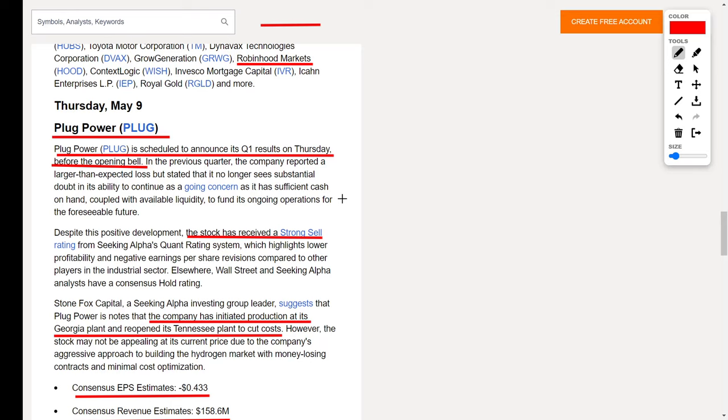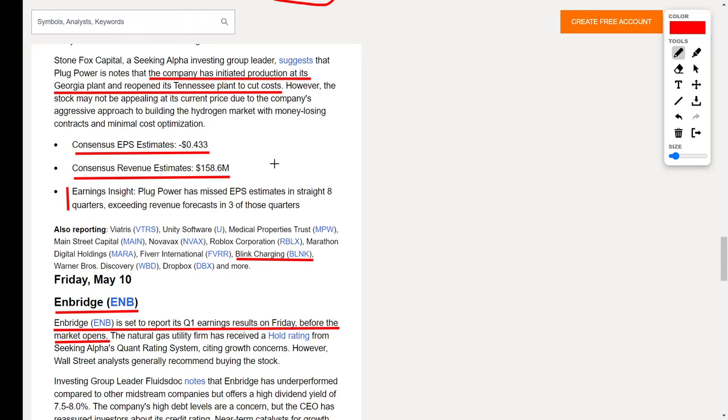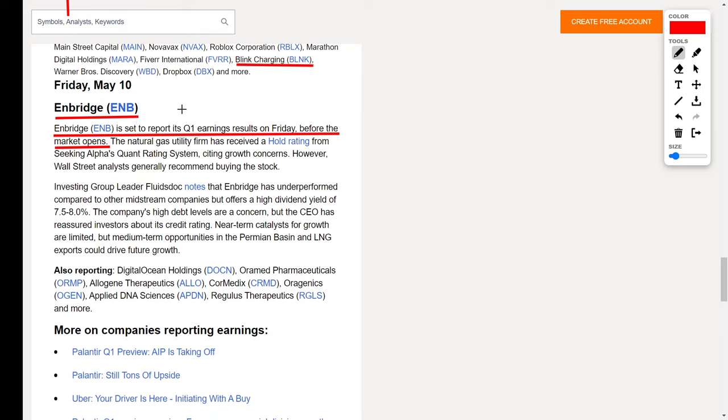Next up, Plug Power will release their earnings results on May 9th. And as of right now, this stock has a strong sell rating according to some analysts. Now, the good thing about this company is that they have initiated production at their Georgia plant, and they reopened their Tennessee plant, and they are also trying to cut costs, which is great news. However, I do think they may bring in lackluster results, considering that their earnings per share estimate is a loss of 43 cents per share, and their revenue estimates are only around $158.6 million. Obviously, on that same day, Blink Charging will also be releasing their earnings report, so you may want to look at that as well. And then lastly, on Friday, May 10th, we have Enbridge, ticker symbol ENB, also releasing their earnings results, and this company currently has a hold rating.